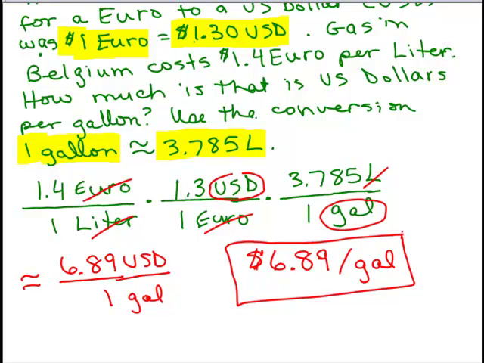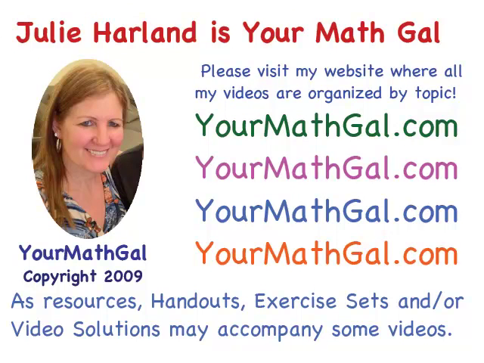$6.89 per gallon. Everybody's complaining over here that it's about $4 a gallon or $4.50 or maybe even closer to 5, but as you can see, gas costs a lot more in Belgium, almost $7 per gallon.